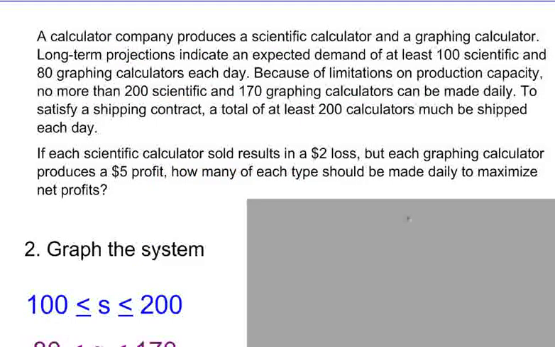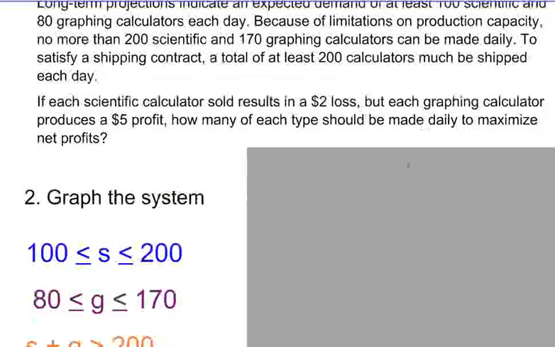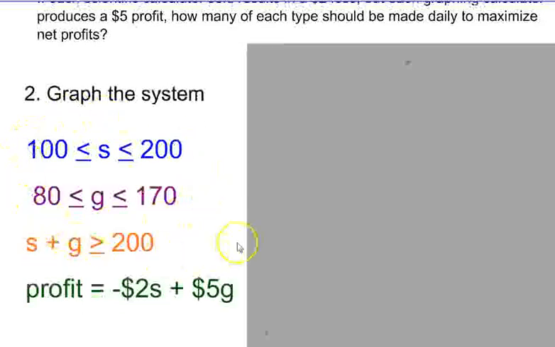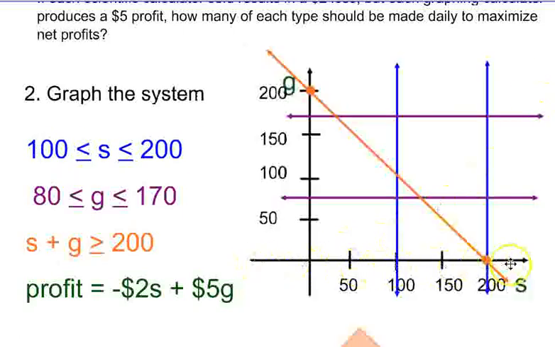Well, that's what step 2 is. Step 2 is to graph the system of constraints. If you look at it, this is what we had from the previous page: the constraint on S, the constraint on G, and the constraint on the sum of S and G. S has to be between 100 and 200. If S is on my x-axis, then this is at 100, and this is at 200.